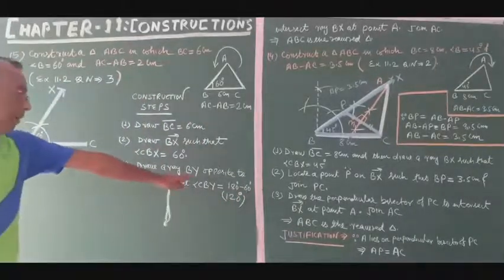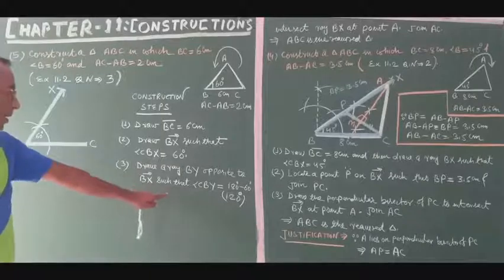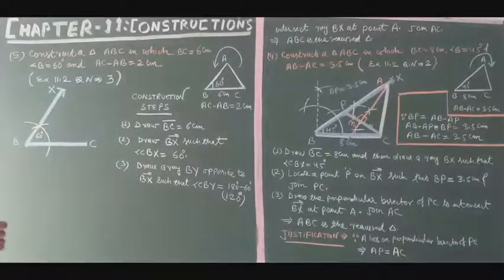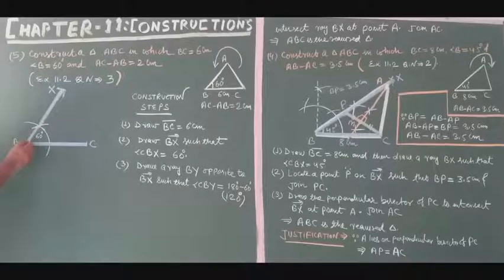Draw a ray BY opposite to ray BX such that angle CBY is 180 minus 60 degree. This much. You need the supplementary of this angle. This is ray BY. Is it there? And how is this ray to be constructed? This angle should be 120 degree. It's okay?